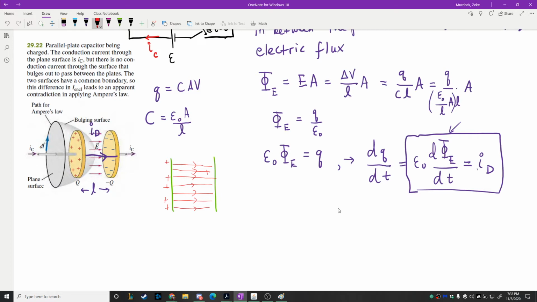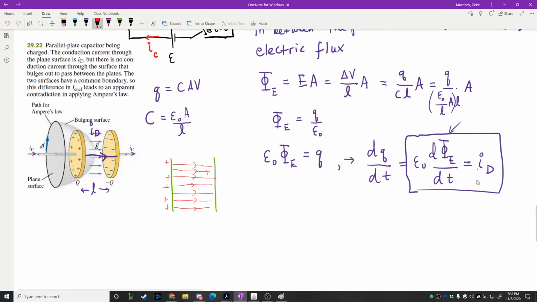Where else have we seen something that has the derivative of flux in it? EMF, yeah. And Faraday's law, right? Faraday's law has the time rate of change of flux, but it's just magnetic flux, right? So this is really interesting, and when we put everything together, it'll be really obvious where the symmetries exist, right?